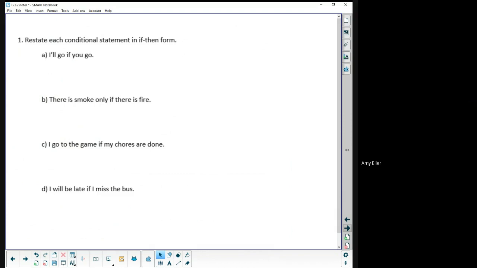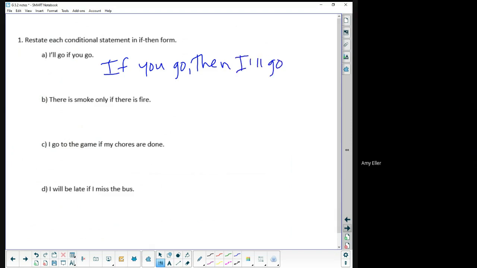Number 1, restate each conditional statement in if-then form. It says, I'll go if you go. What has to happen first? Them going. If you go, then I'll go. It may not be in the order that you read it originally. You have to figure out what came first. That's the hypothesis.